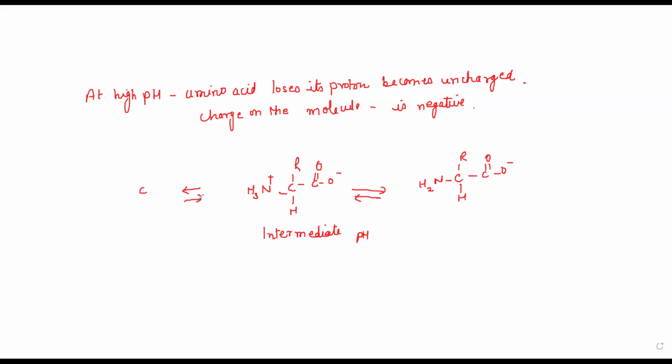And if it is at a low pH, then the amino acid will accept a proton and it becomes uncharged, so that the overall charge on the molecule is positive. So this is at the low pH and this is at the high pH.